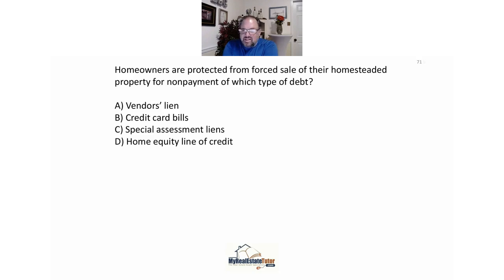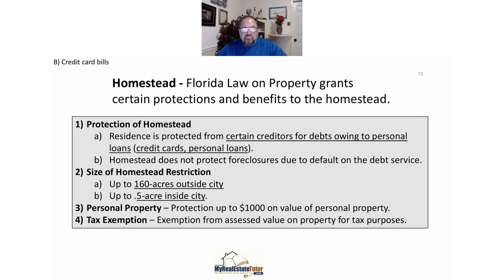Let me give you a hint. No mortgage or any type of financing, whether it's seller financing or a lender, none of that falls under this category. The only thing it really is, is personal property type debt, like credit cards, which is the answer. A vendor's lien, that's owner financing, like a purchase money mortgage. Special assessment liens, again, that's not going to protect. That's non-payment of tax or any special assessment. And a home equity line of credit is another form of a lien on the property. That does not fit under the definition of protection of homestead for non-payment. Only unsecured debt, and this one is personal credit cards.